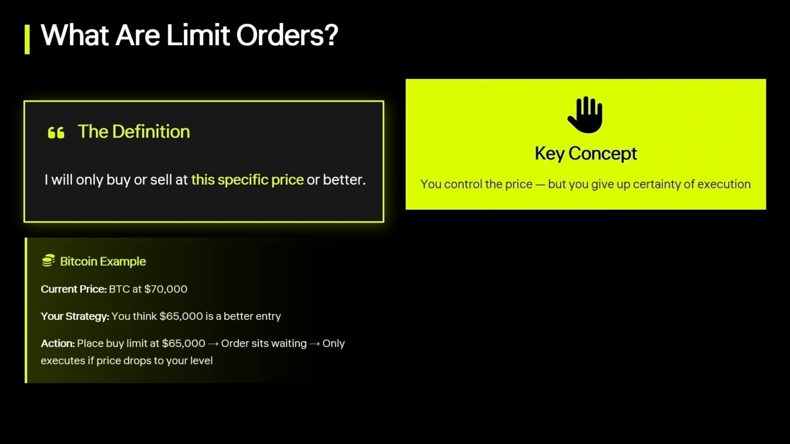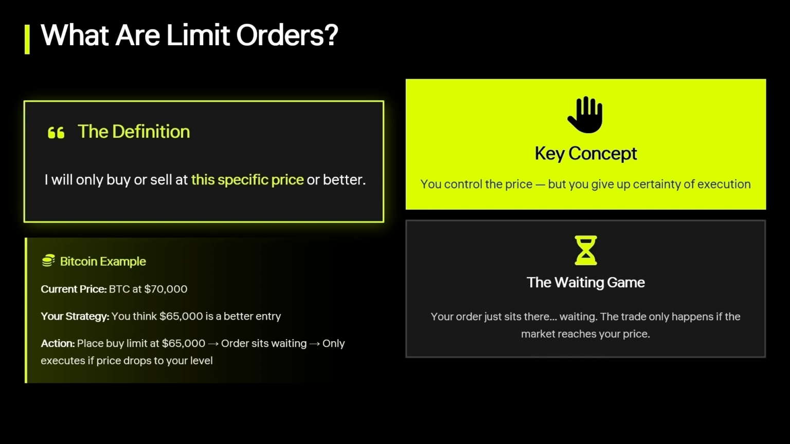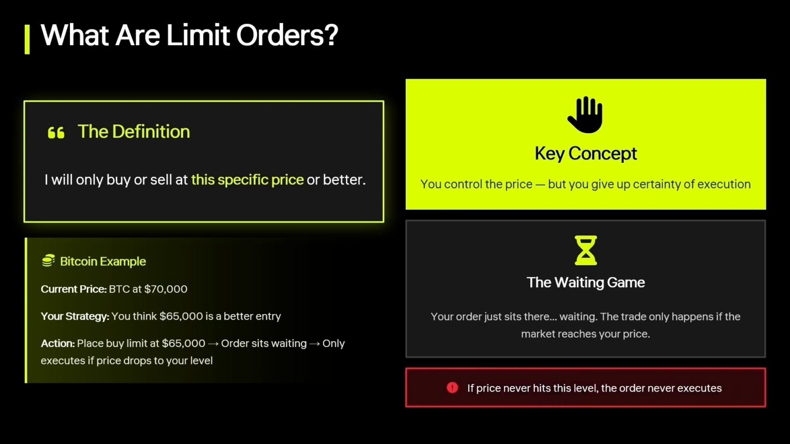The key concepts here are, with limit orders you control the price, but you give up certainty of execution. So you want to enter at a specific price, but you're not sure you will catch the trade you want, because price might not get to your level. When the order is placed, it's a waiting game till the market hits your price. And if price never hits the level you have on a set order, the order will never execute and you miss maybe the whole move.